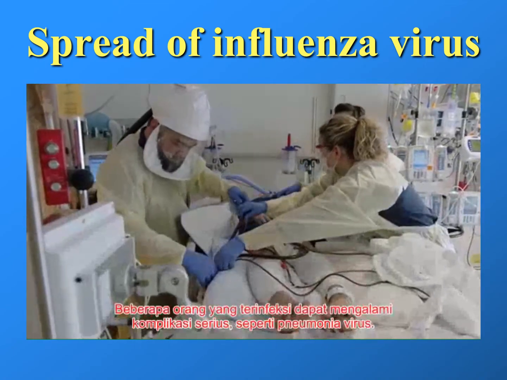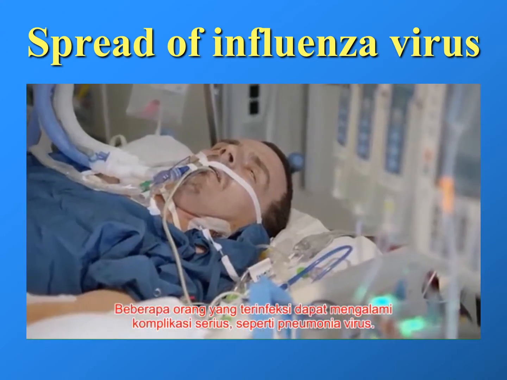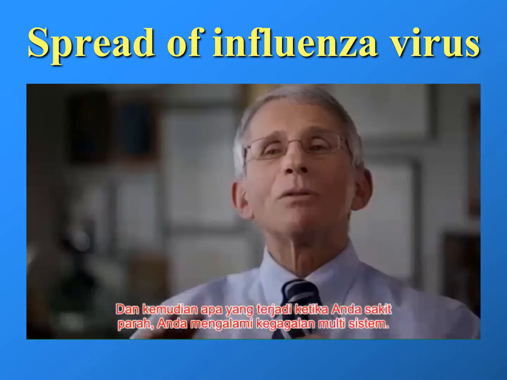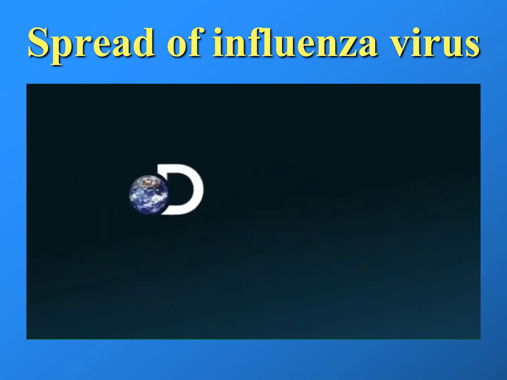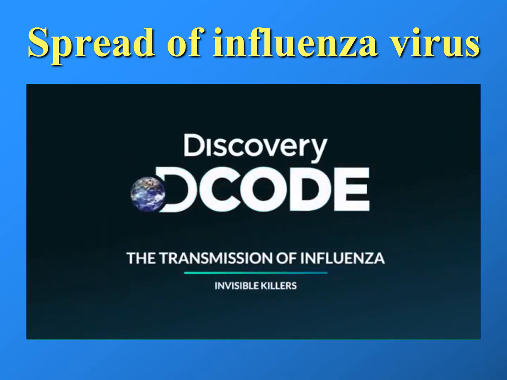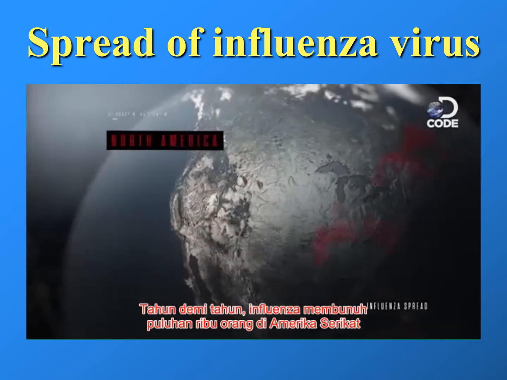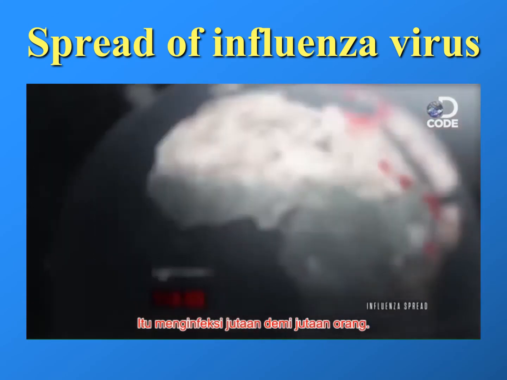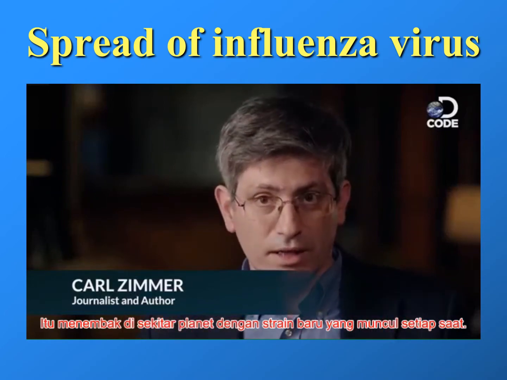Some people who get infected can wind up getting serious complications, such as viral pneumonia. And then what happens when you get very ill, you get multi-system failure. Year in and year out, influenza kills tens of thousands of people in the United States alone. It infects millions upon millions of people. It shoots around the planet with new strains coming up all the time.